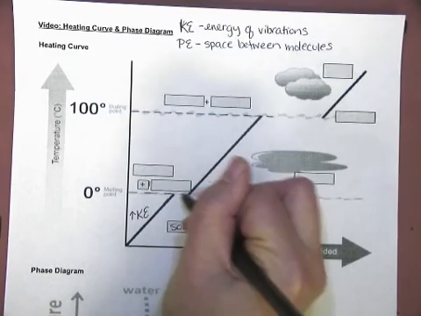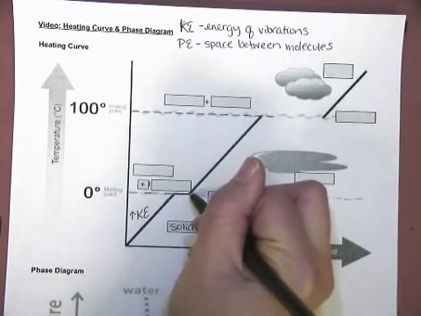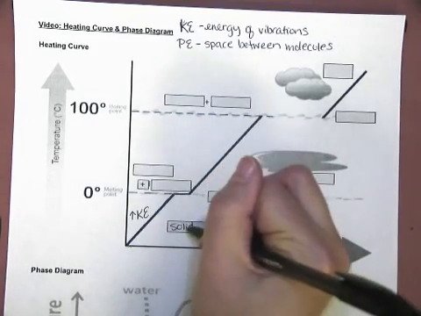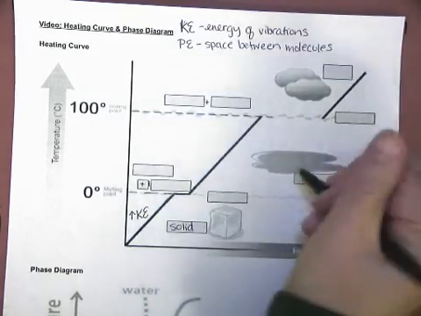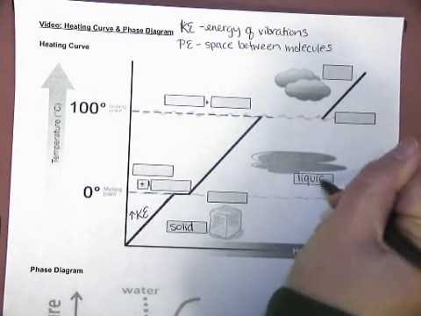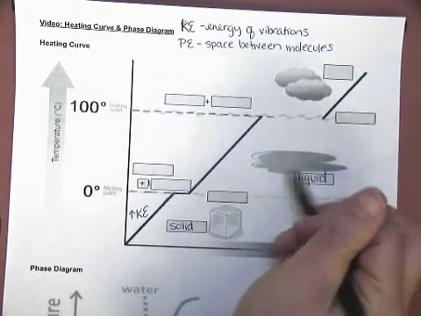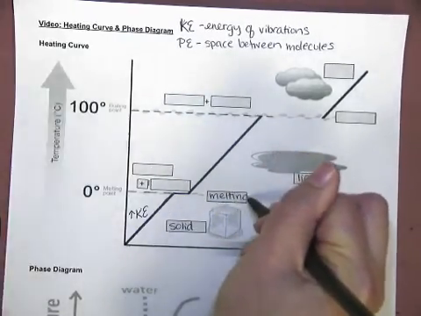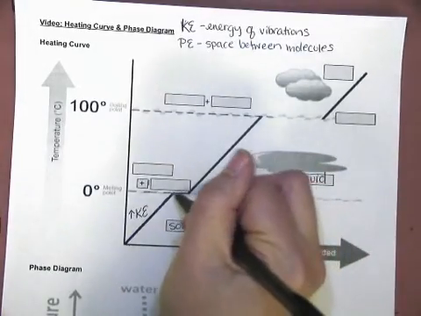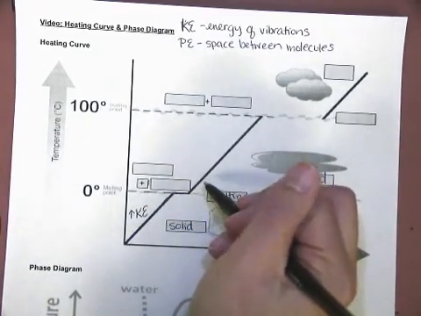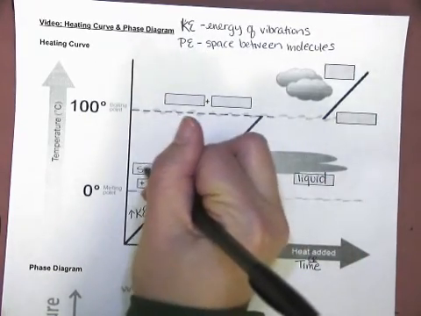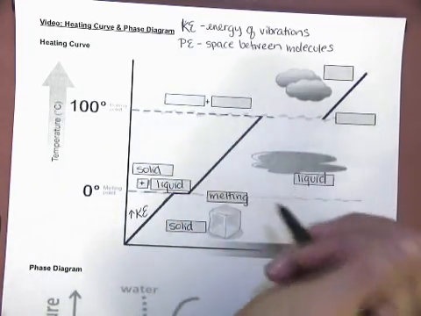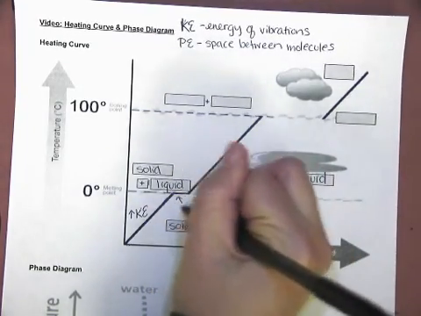Then you'll notice that our graph kind of hits this flat plateau area. This is where we have our phase change. Here, I'm going from a solid and I'm transitioning to my next one, which is a liquid. The phase change from solid to liquid is melting. On this line, we are said to have an equilibrium. So that means that I have both solid and liquid states happening at the same time. So this is an equilibrium.